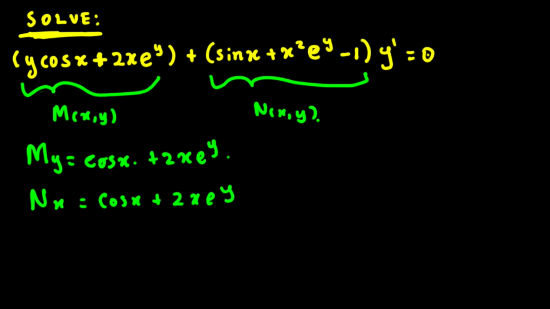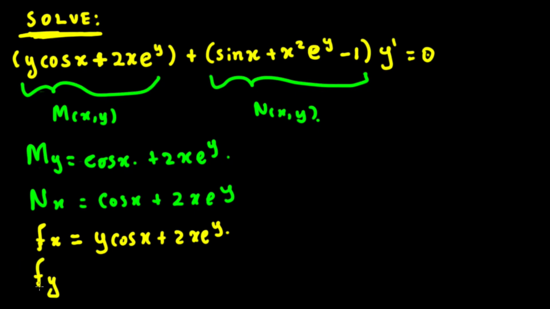Now after we find out this is exact, we go to the next step. The next step is we equate this first function M with a function with respect to x. So we will say f of x, where f is a function, and the partial derivative of that function with respect to x is equal to this M, that is y cos x plus 2x e power y. And also we will say the partial derivative of that function with respect to y is equal to this function, that is sin x plus x squared e power y minus 1.